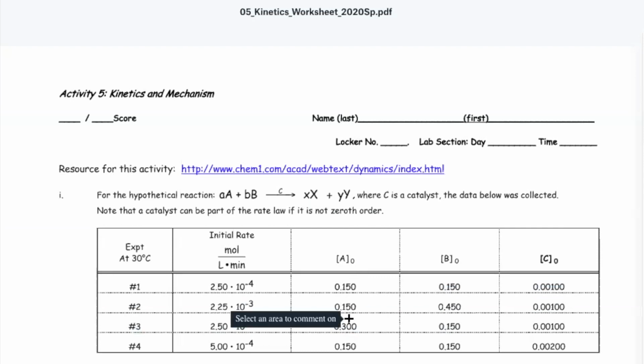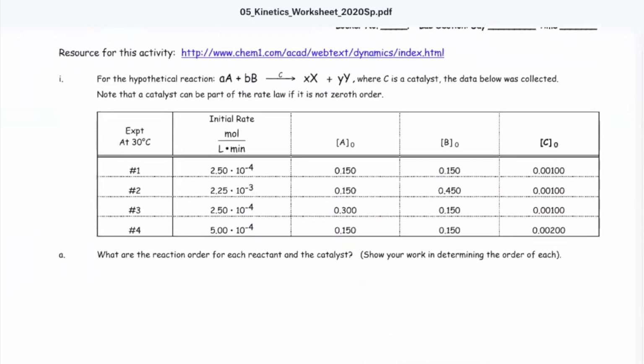So 2 to the what power equals 1? You guys can figure that out. Anyway, that's how you would approach that. And then you just answer these questions accordingly based on your work here. What are the reaction orders for each reactant, A, B, and catalyst C?